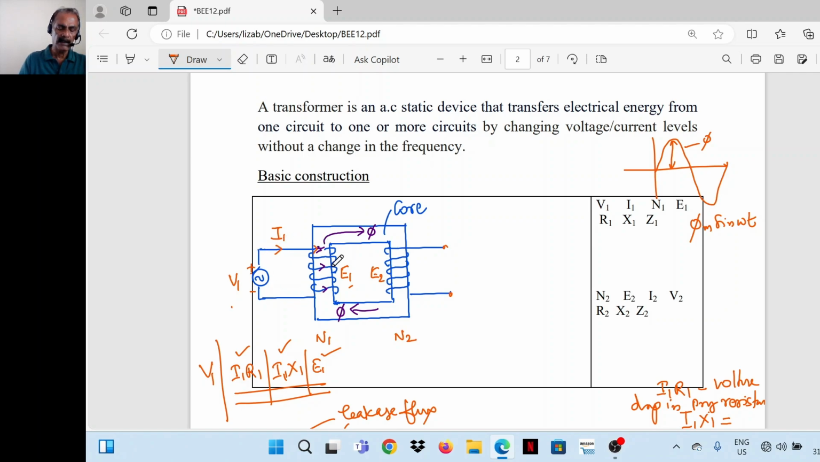So when current passes through the primary, there will be different voltage drops. When I1 passes through the winding resistance, the voltage drop produced is I1R1, the resistive drop. Then the EMF induced by the leakage flux is expressed as a reactive drop in the primary circuit. This is I1X1, called the leakage reactance drop in the primary circuit. V1 minus these two quantities is equal to E1.